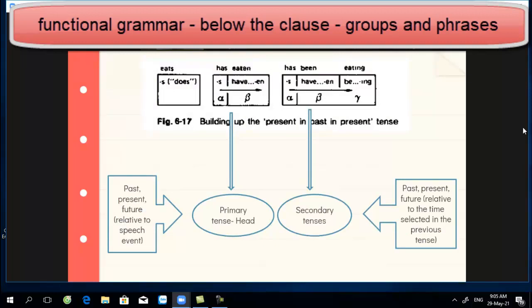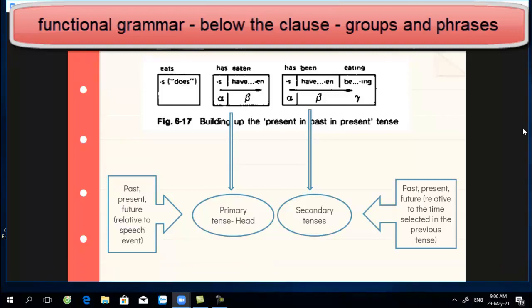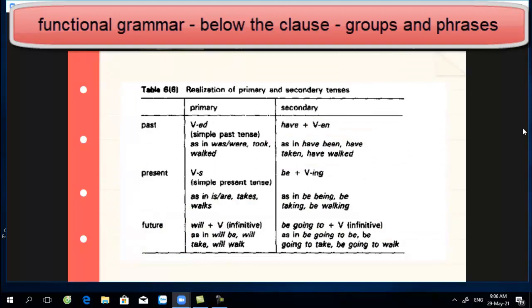So when we look at the example here, "has been eating", we can see that this is the building up of present in past in present tense. And we have the primary tense, the head, and the secondary tenses. In the primary tense, the head, we have past, present, or future relative to the speech event. And in the secondary tenses, we have past, present, future relative to the time selected in the previous tense. So this is the realization of primary and secondary tense as shown in this figure. So we can see that the past, the present, and the future, we have the primary and the secondary tense like this.